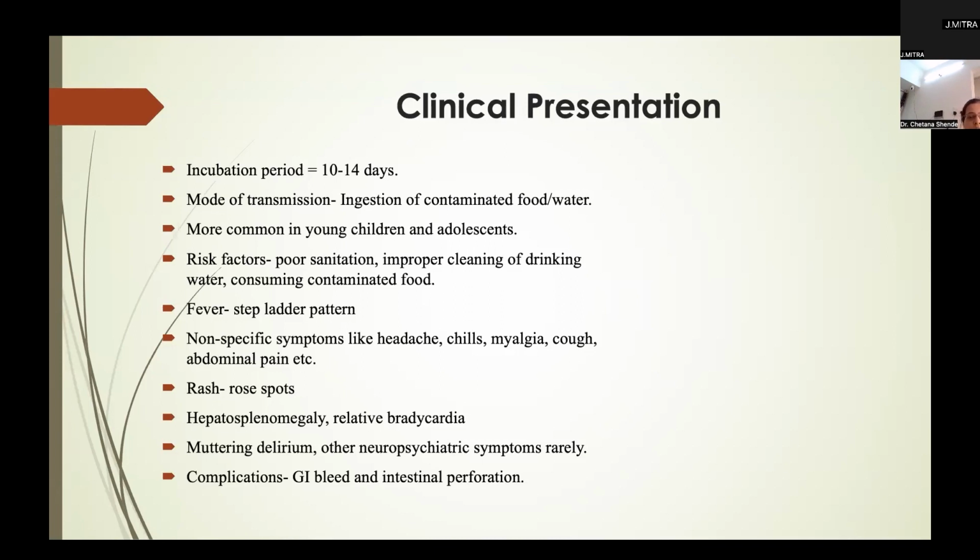There are non-specific symptoms also. We can also see a rash called rose spots on the abdomen and trunk. Palpable spleen, hepatomegaly, and relative bradycardia are the other features. And typhoid can also lead to serious manifestations affecting the central nervous system, leading to neuropsychiatric symptoms. Typhoid fever can have complications like gastrointestinal bleeding and intestinal perforation. Next slide, sir.